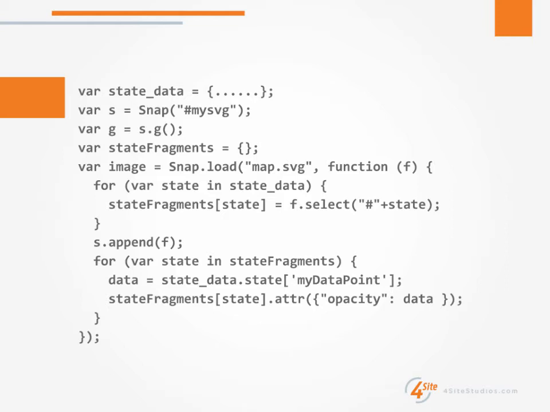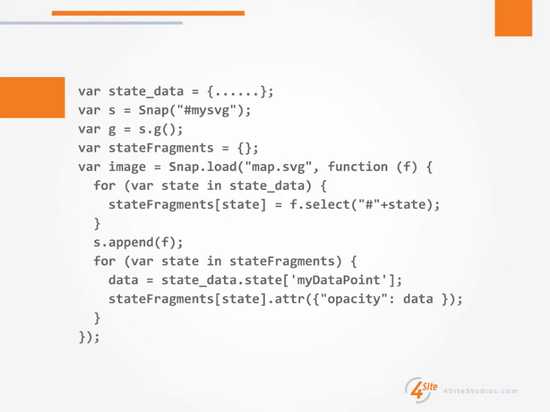So we create our canvas. We create a new group. We create a new array for our state fragments. We load our map. And then in our callback function, we just iterate through this state data array. And we go to each index. We select the SVG element that matches that ID. And then we append all of that to our canvas. So now we have an array with keys that match all of the elements within our SVG.